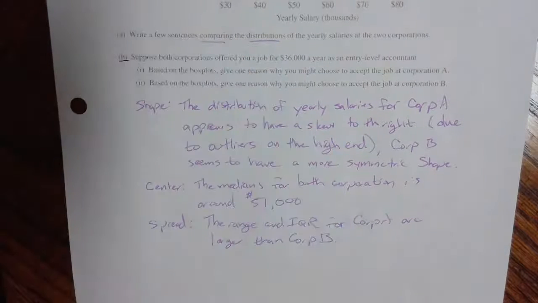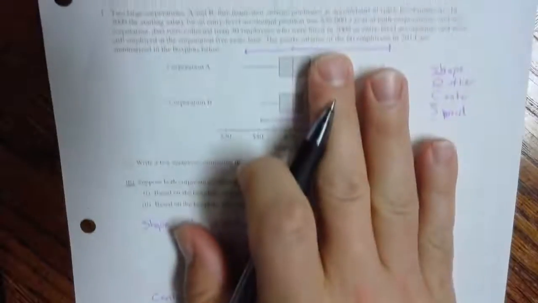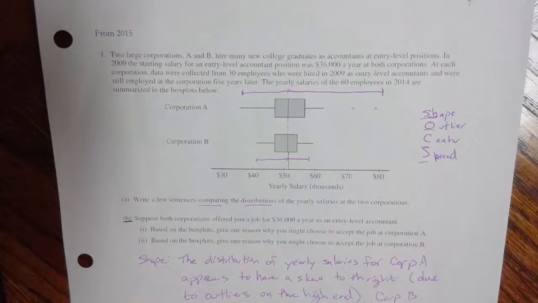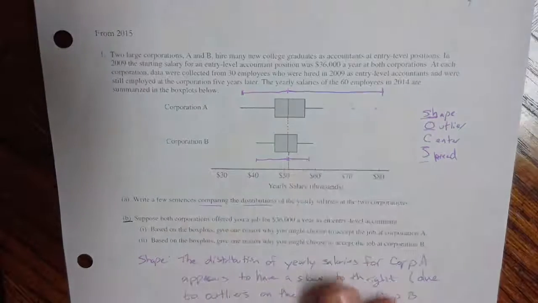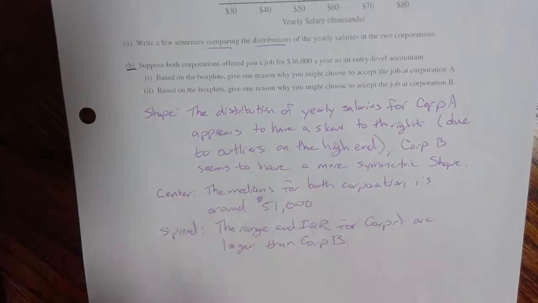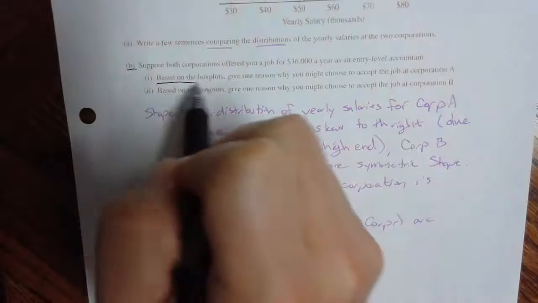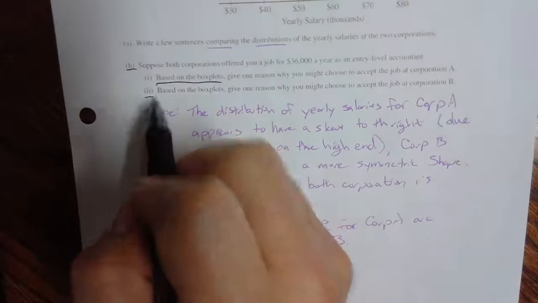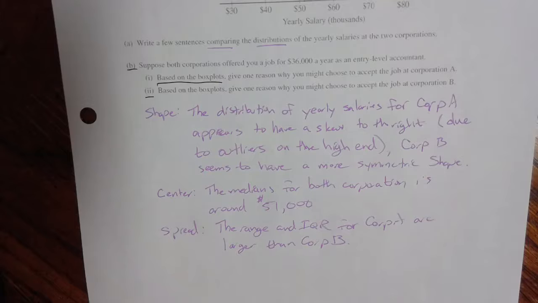These will score full credit whether you give specific numbers or not typically. So it's kind of up to you in that case. And then with part B, it's asking us to say that we get this job offer for $36,000 as an entry level. And remember, that was what was given from the beginning. They said in 2009 the entry level was at $36,000, and then this data is from 5 years later. So based on what we know about these box plots, give one reason why you might choose to accept the job at corporation A. And then part 2 for this is why you might choose to accept the job at corporation B.